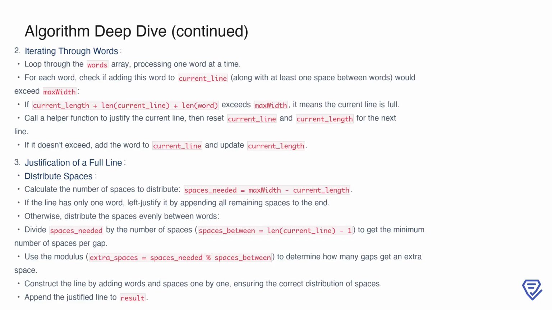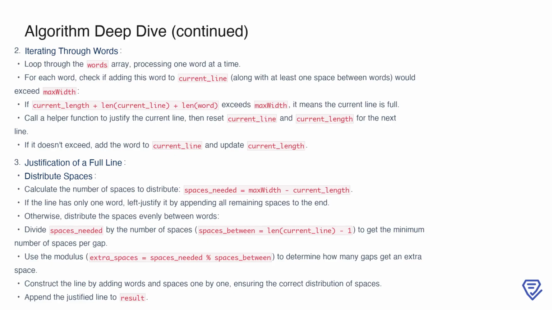This involves distributing spaces evenly between words or left justifying it if it's a single word line. Once the line is justified, we append it to the result, then reset current_line and current_length to start processing the next line. If adding the word doesn't exceed max width, we simply add the word to current_line and update current_length. This ensures each line is filled as much as possible before justification.